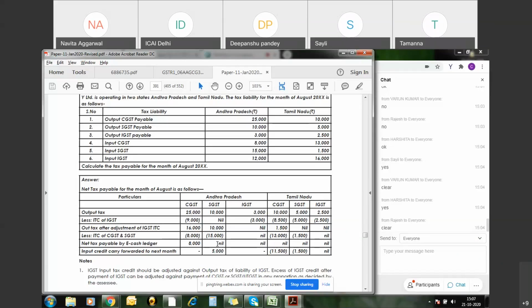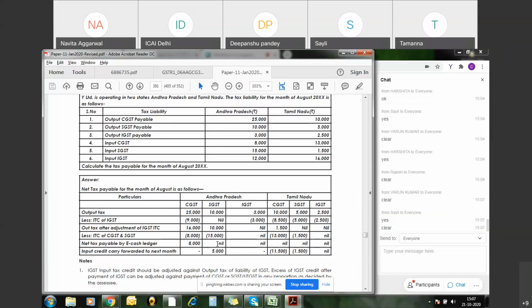Hope it is clear. Any doubt? Please come up with any doubt if there is any. Hope it is clear once and for all. We need not refer again and again. Very clear depiction, very clear examples given in the note.